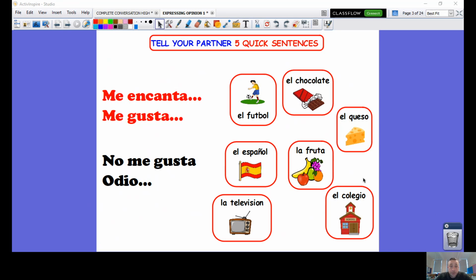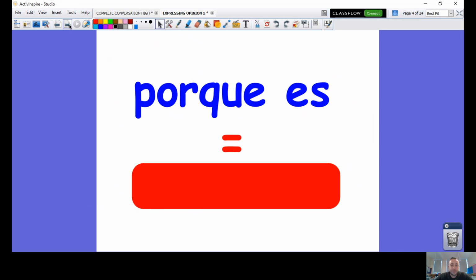Perfecto. This time I'll give you a subject and you just need to tell me either me fascina, me encanta, me gusta, no me gusta, odio o detesto. El chocolate. La fruta. El colegio. El fútbol. El queso. La televisión. El español. Muy bien. Let's move on.